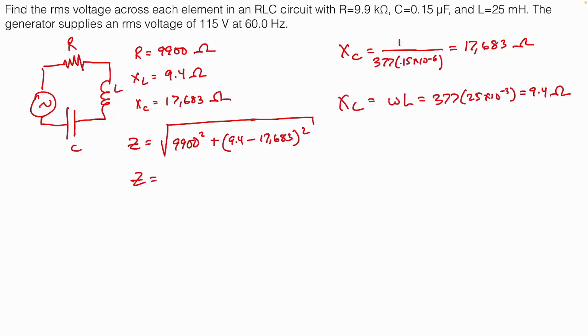Did anybody have a number yet? 20,000? Okay, that's fine. Ohms. So to find the RMS current, I'm going to take the voltage and divide, that's just Ohm's law. My voltage, 115. So this is just standard wall AC. Divided by 20,257. So whatever that number is.